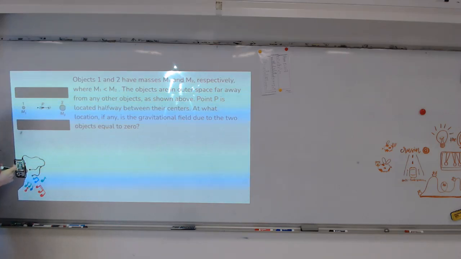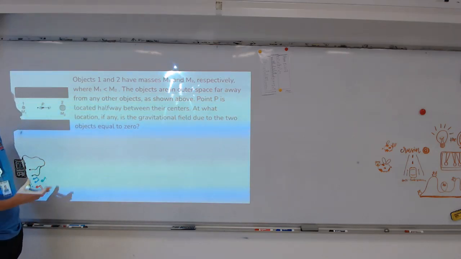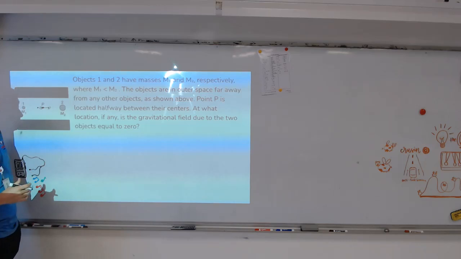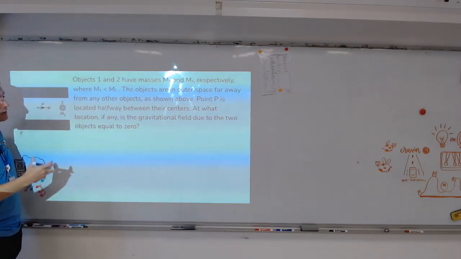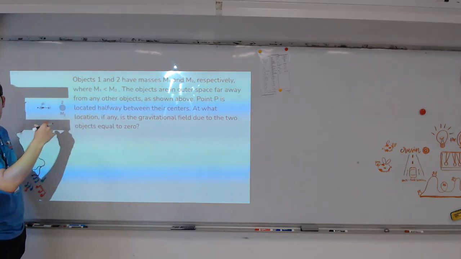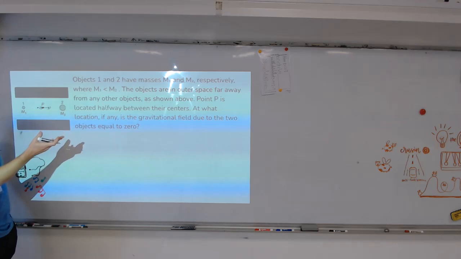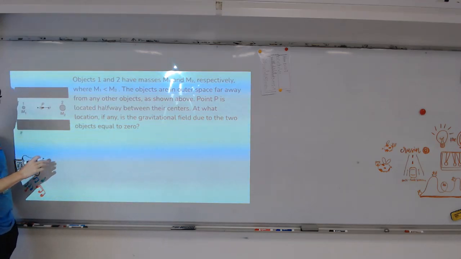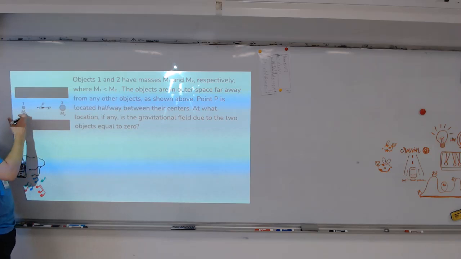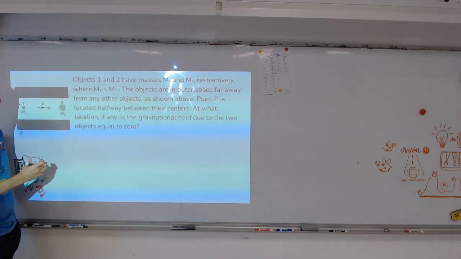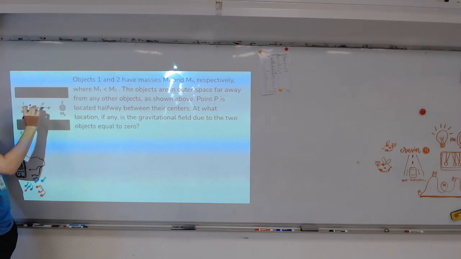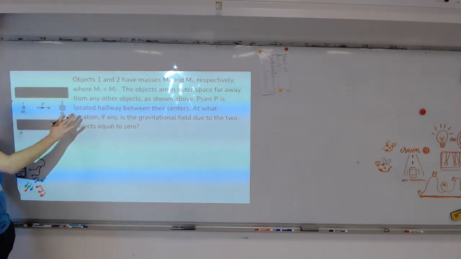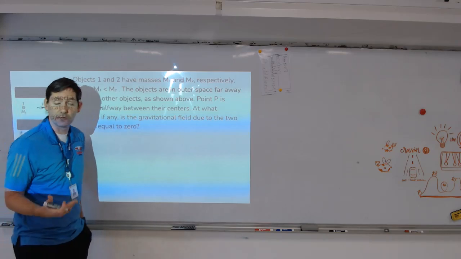All right? We can't say anything more than that because we don't know how big M1 and M2 are. If we did, we could figure out, using our gravitational force or gravitational field equations, exactly at what point that could happen. But for now, we will just say that somewhere between M1 and P, the field should be 0. We should be able to place an object that, because of the competing fields between the two objects here, would not have any overall force.